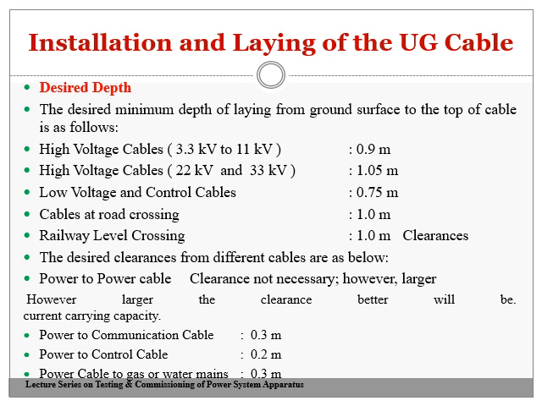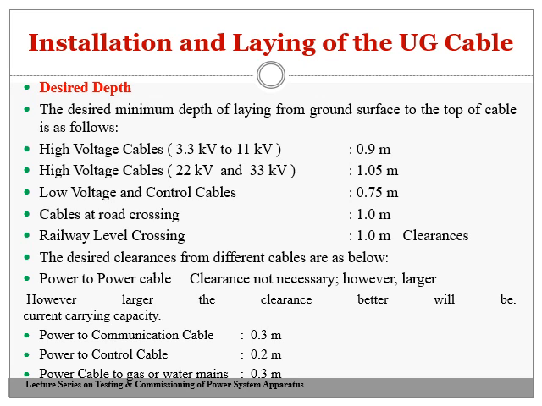Now let us see the desired depth. The minimum depth of laying from the ground surface to the top of the cable is as below. For a high voltage cable ranging from 3.3 kV to 11 kV, it is 0.9 meter. For high voltage cables of the higher capacity range, it is 1.05 meters. For low voltage cables and control cables, it is 0.75 meters. For a cable at a road, it is 1 meter. Road crossing is 1 meter, and railway level crossing is 1 meter.